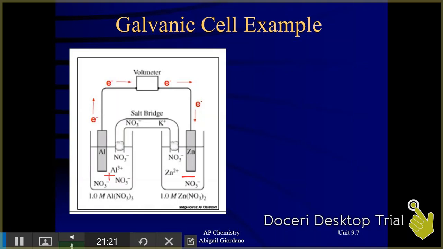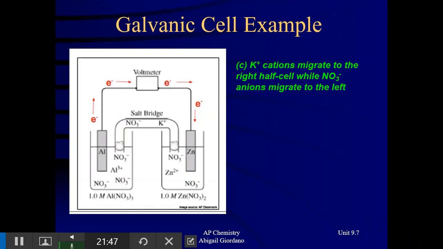So look at the spectator ions that are in the salt bridge, and let's think about which way they have to be flowing. Those potassium ions, because they're positive, must be migrating to the right half cell to balance out that big amount of negative charge, whereas the nitrate ions are going to migrate to the left to balance out the buildup of positive charge.